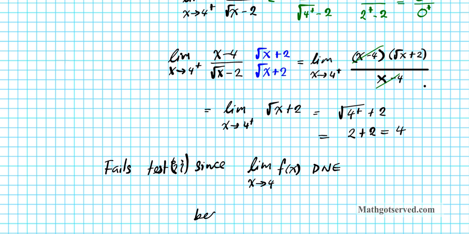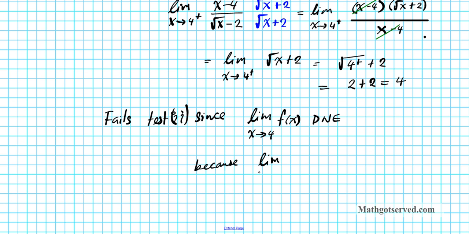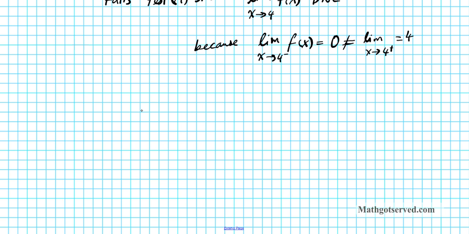And this is because the limit as x approaches 4 from the left of the function is equal to 0, and that is not equal to the limit as x approaches 4 from the right, which we found out to be 4. So the left and right hand limits are different. Conclusion, the limit does not exist. Fails test number 2. And then the final conclusion of the whole problem is that f of x is not continuous at x equals 4.